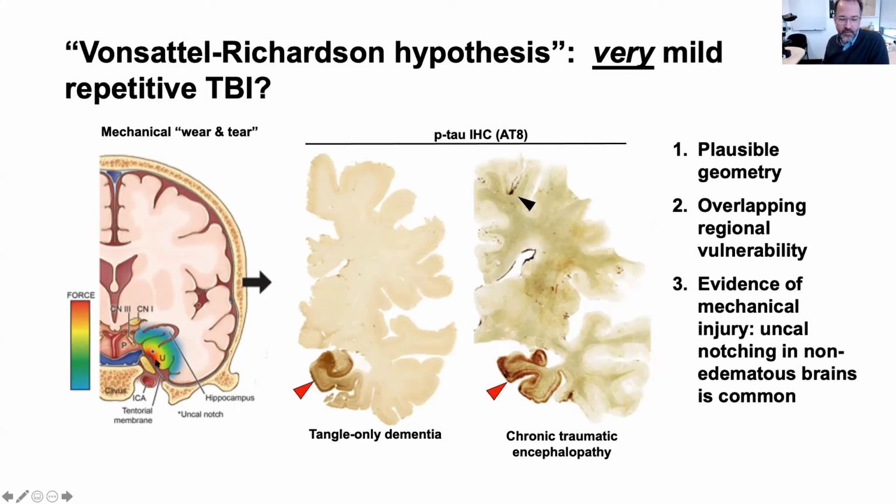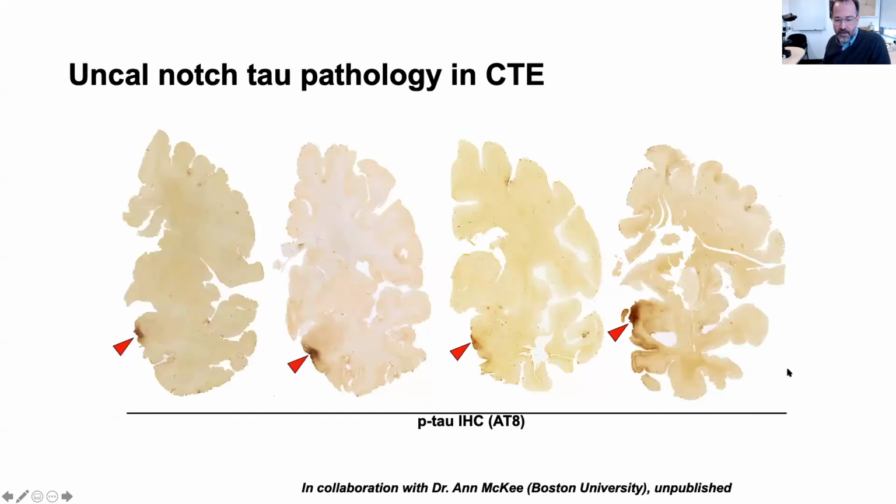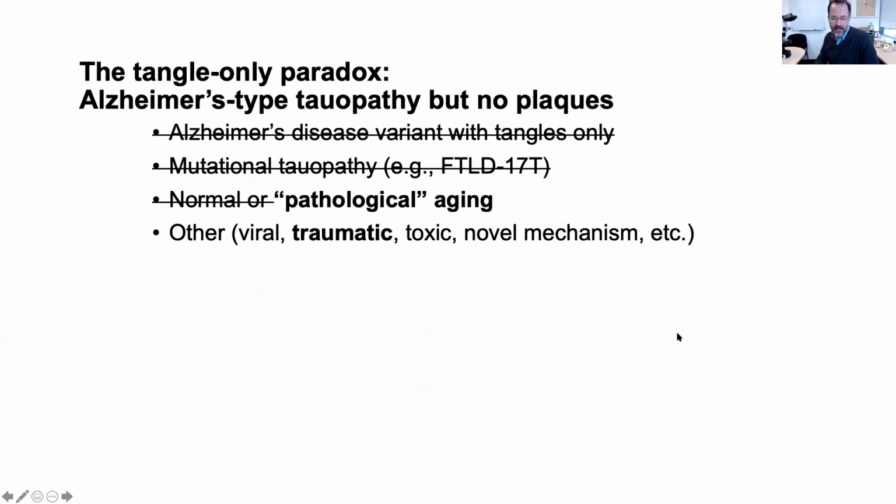notching at this precise spot where the tangles first start, which is physical evidence of the tentorium pushing into the brain. And so if you pull out a bunch of CTE cases and you look at that notching, that uncal notch, and you stain for this abnormal tau, you can see that's where it's developing early in cases. And so this needs to be followed up on, but I think it's intriguing.